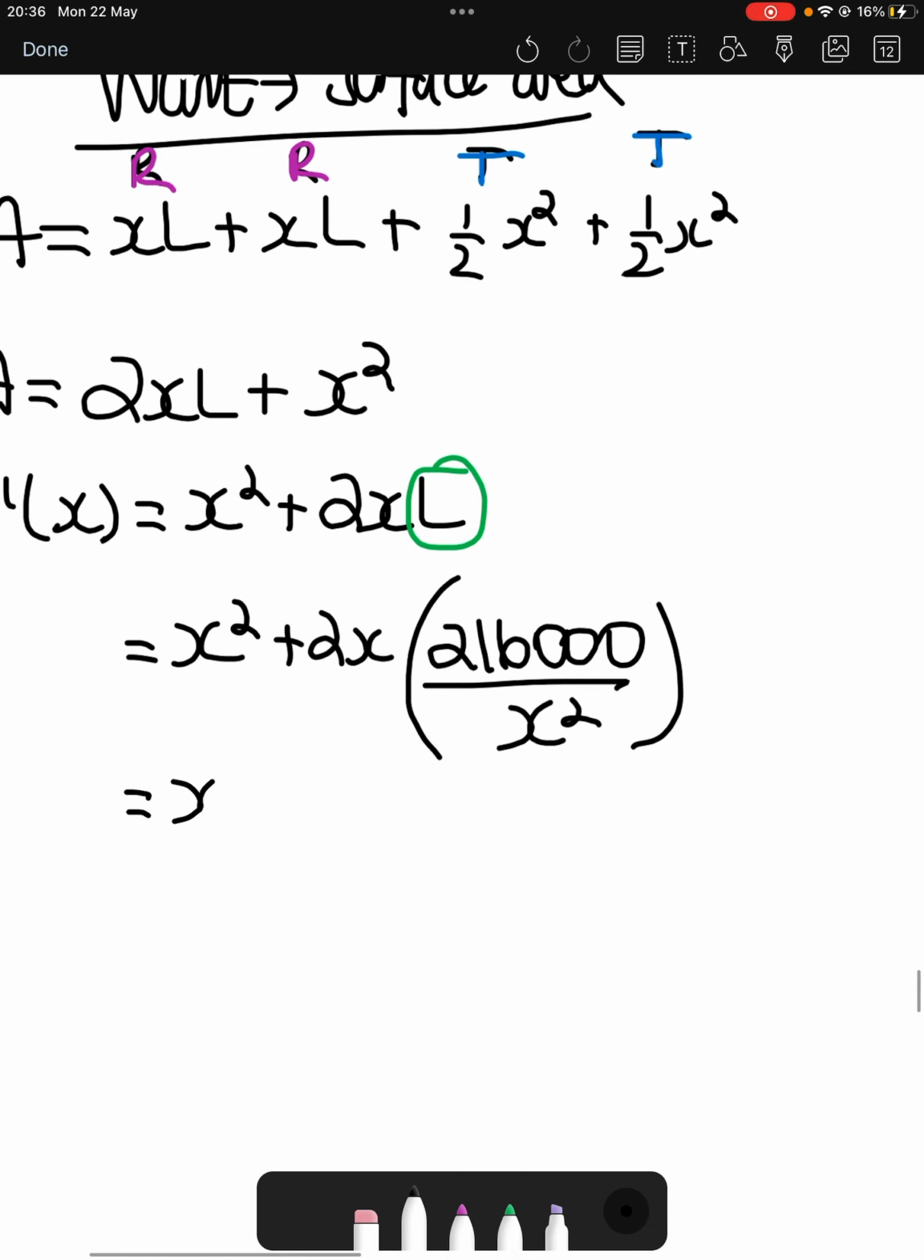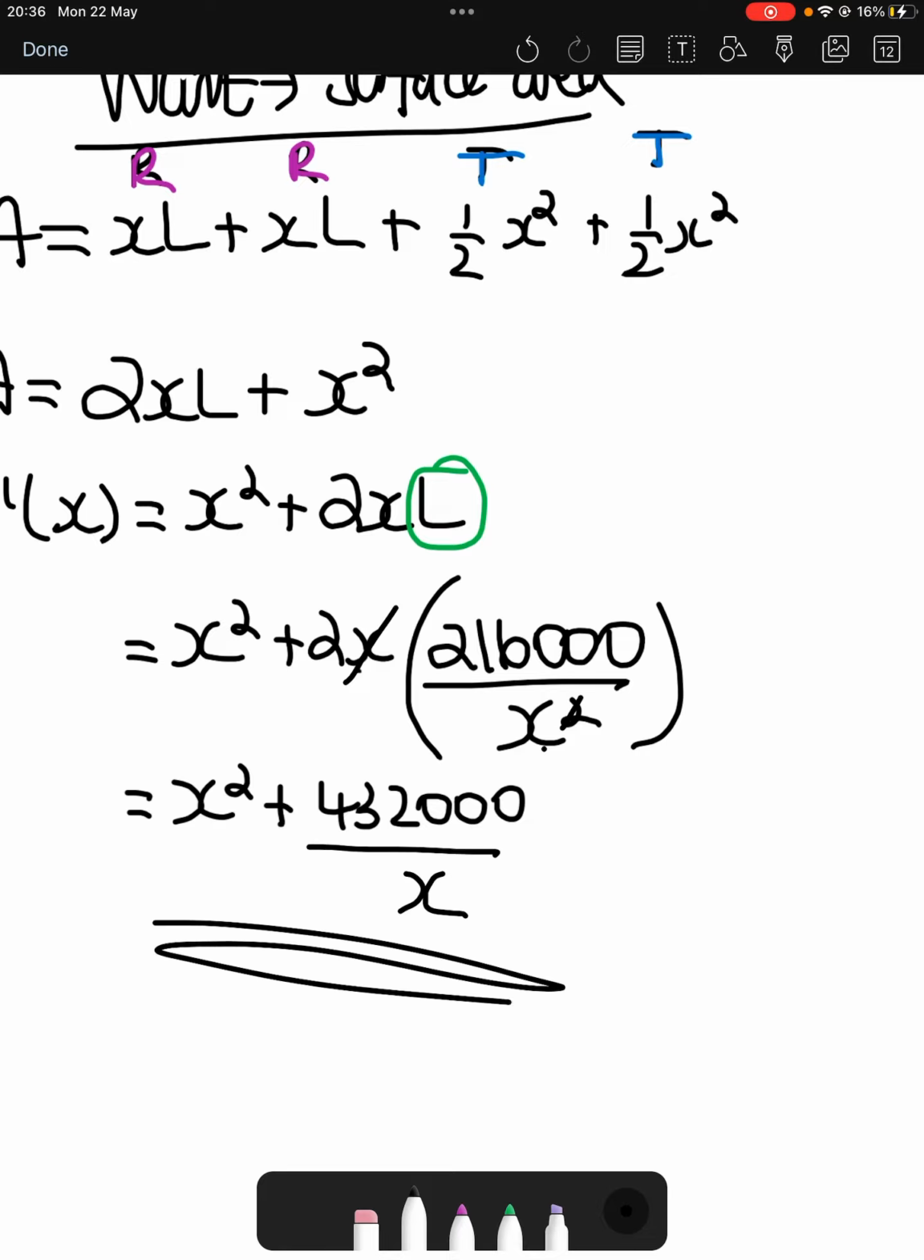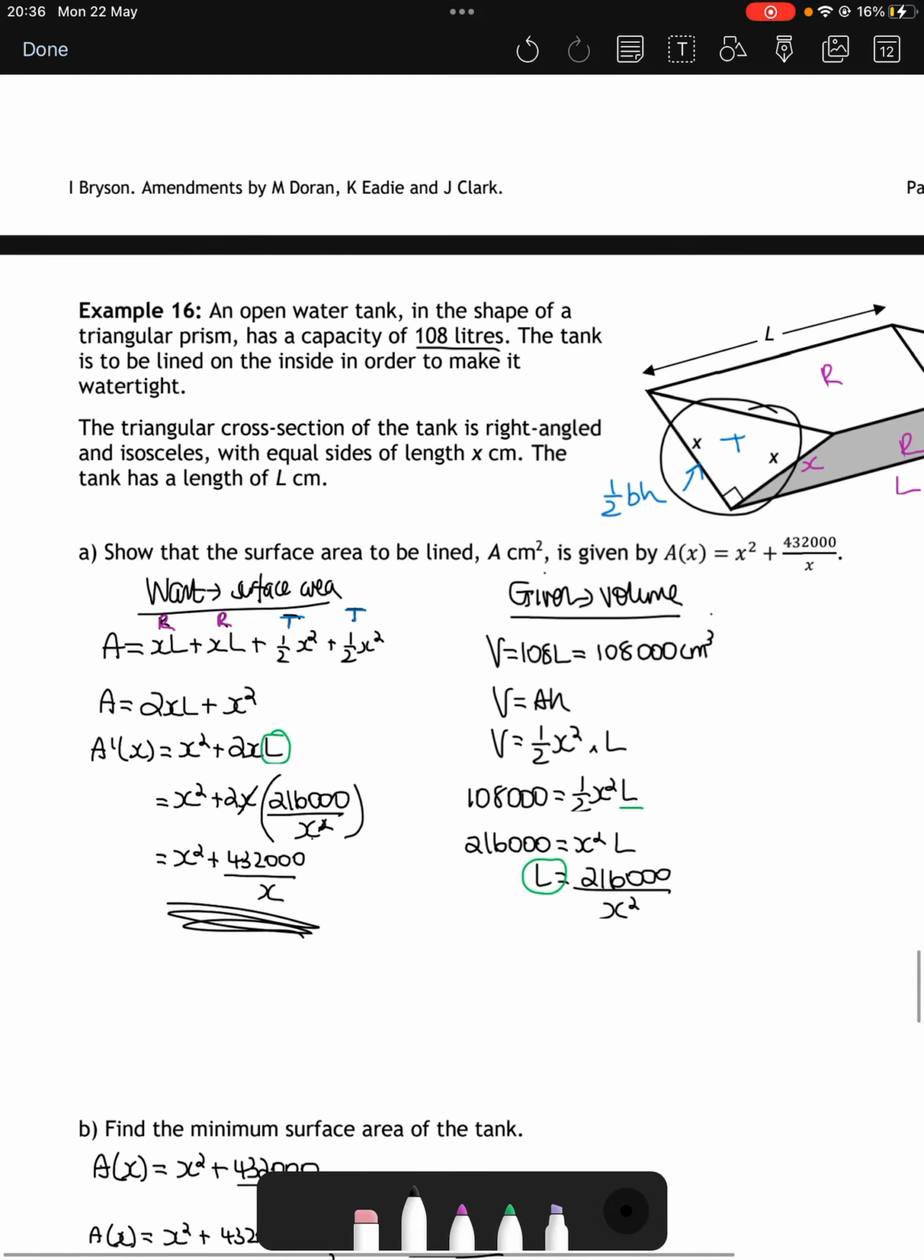Multiply that bracket out. So 2 times that is 432. 1, 2, 3, looking promising. X in the top, x in the bottom. That will cancel with that. And there we have our formula.